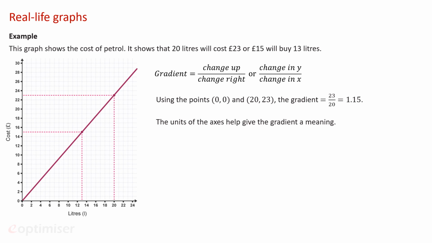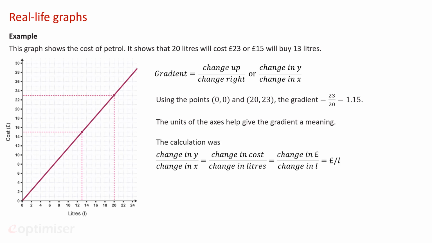So the units of the axis help give the gradient a meaning. So what is the change in y and what is the change in x? That's only given by the units. Here the y is the cost, x is the liters. So the change in y over change in x is change in cost over change in liters. So that means the cost is in pounds. Therefore change in pounds over change in liters. So the gradient gives us the pound per liter information. So pound per liter is 1.15. So the gradient shows the cost per liter.